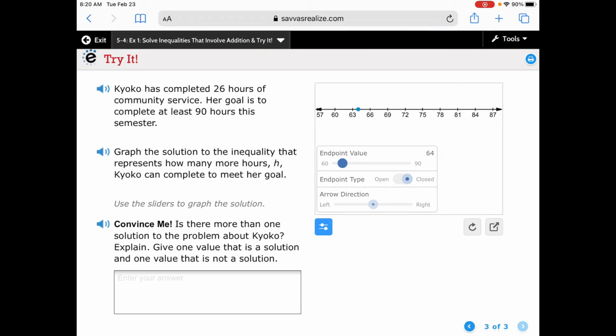So that's 64, and it's going to be a closed circle, so we'll keep that unclosed, and we're going to have the arrow going to the right. All right, so that's what you should have shaded in. Make sure that's in on page 280.